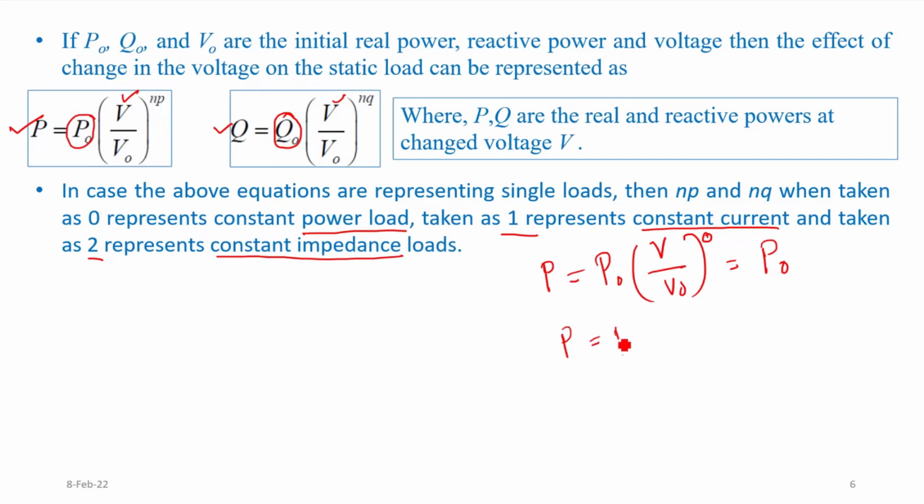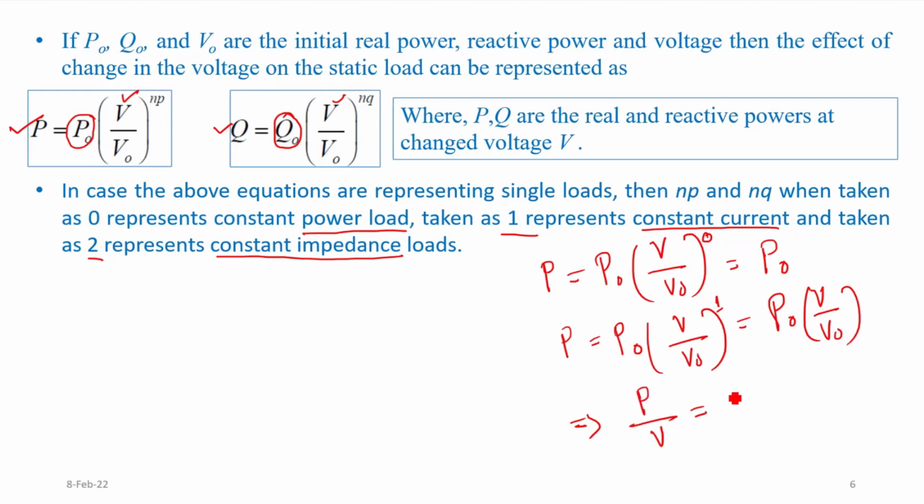Now if I take P equal to P naught, V by V naught to the power 1, here it will be P naught, V by V naught, right? Now, I can see that P naught and V naught are constant, so I can write P by V equal to P naught by V naught. So P naught by V naught is constant, and therefore this represents a current term, right? P by V. So this kind of load, when the exponent is 1, is known as a constant current load.